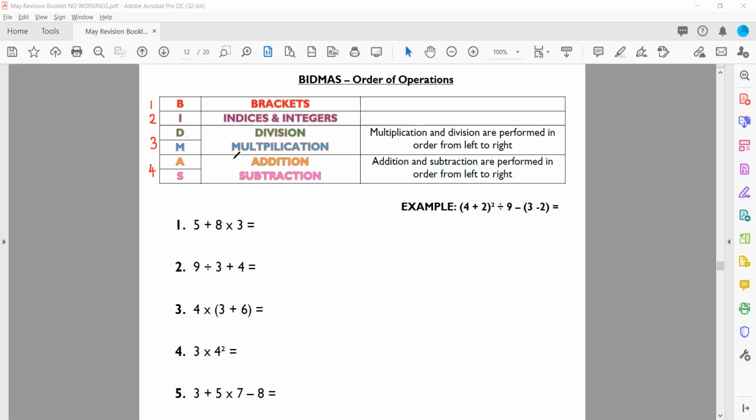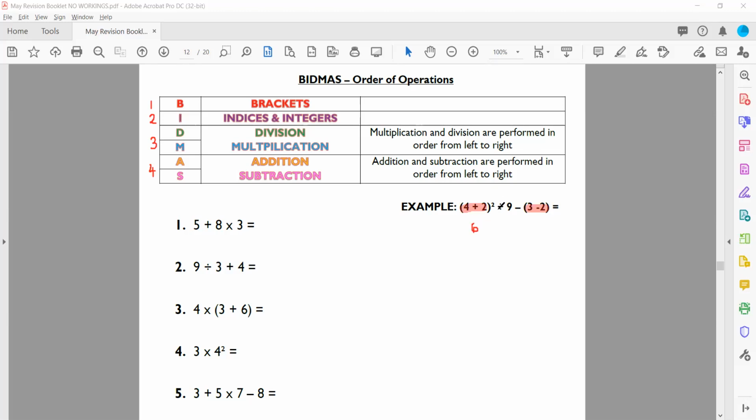So we're going to work through this example. This is quite a convoluted sum, the example here. So the first thing we're going to deal with is our brackets, okay? So we have 2 sets of brackets and we'll deal with them both individually. So 4 plus 2 is 6.